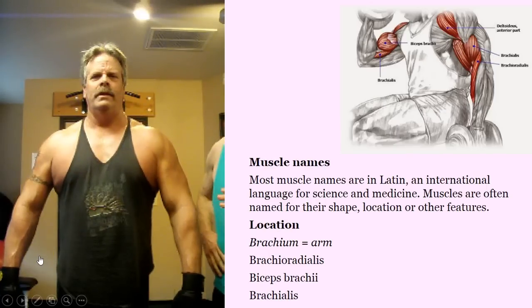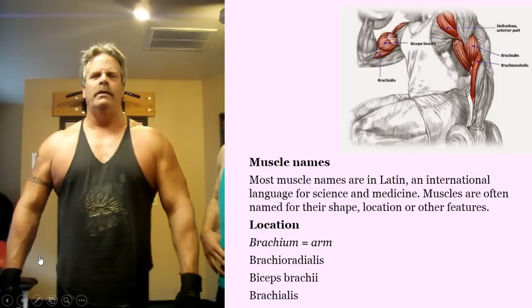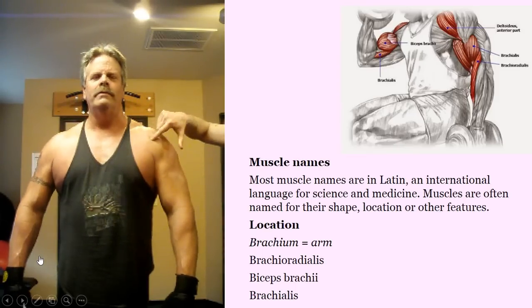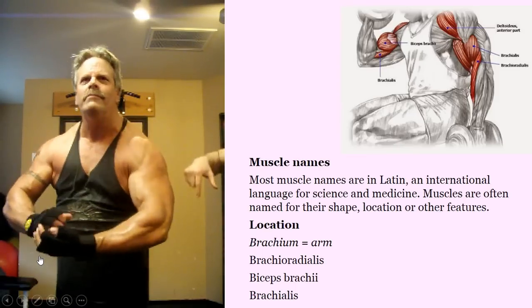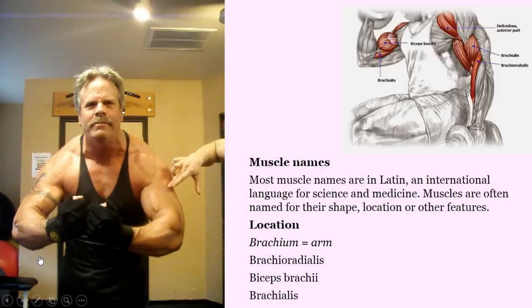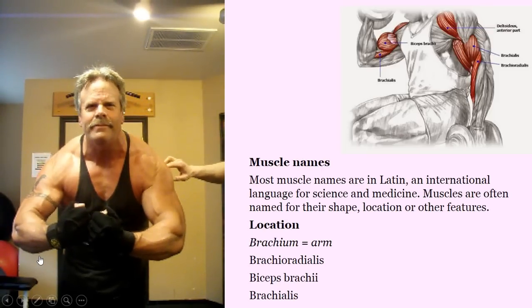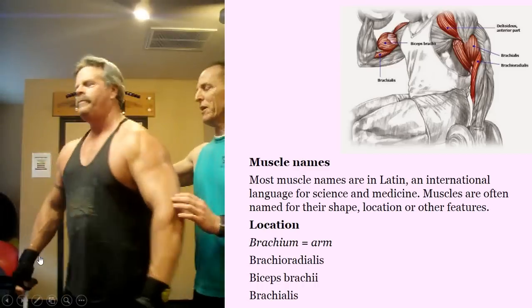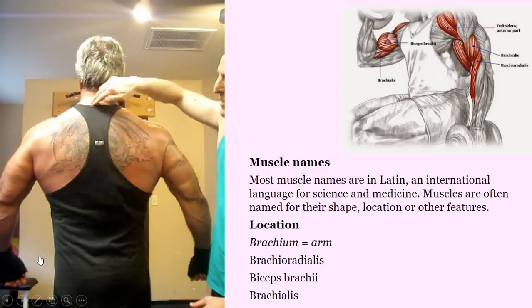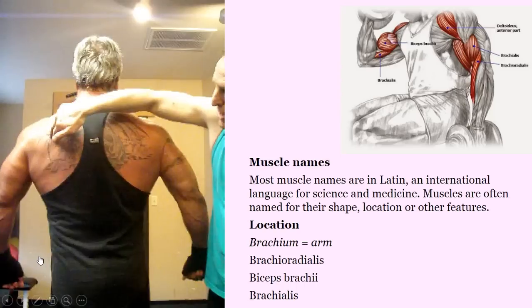The names aren't random. They have specific purposes. Sometimes it's a shape, such as the deltoid. Here's the shoulder muscle. Can you give it the deltoid, Mike? There it is. You can trace it. It's a deltoid shape. On the back, we have the trapezius, the trap here. And it's a trapezoid shape.